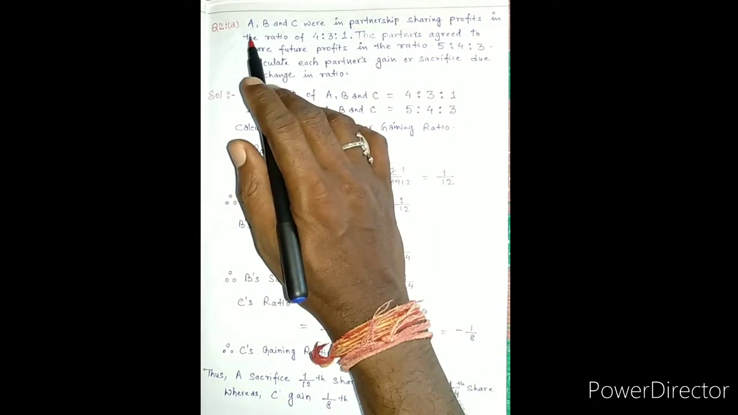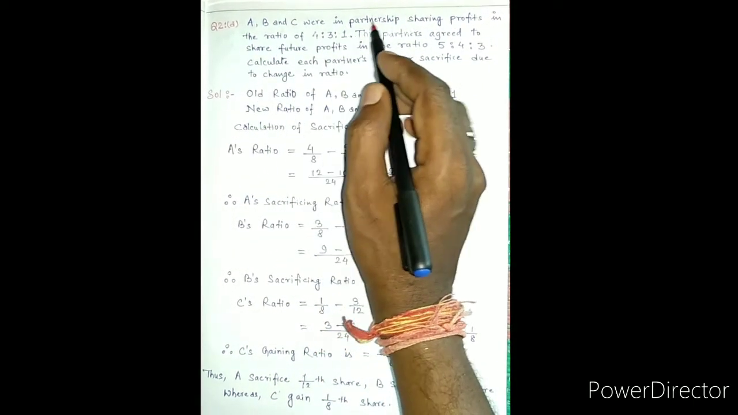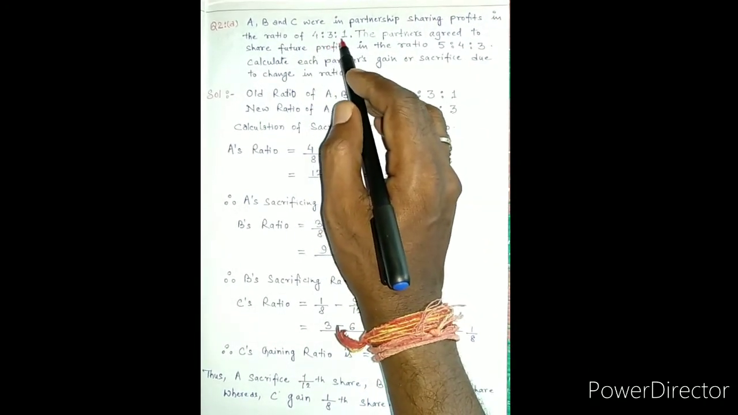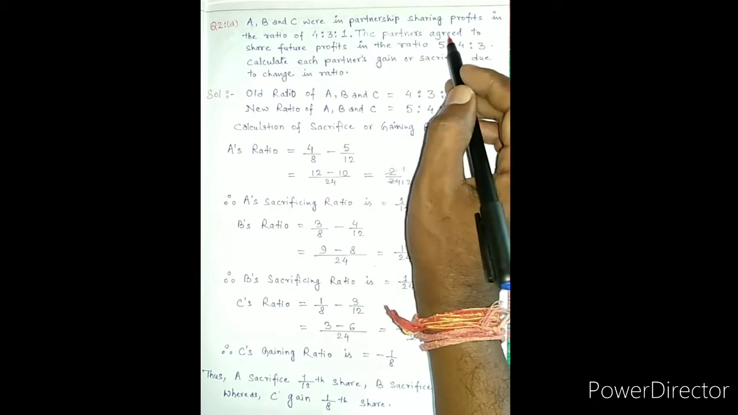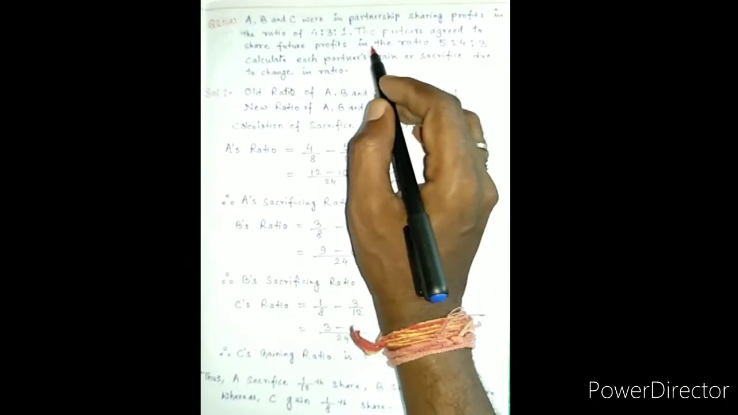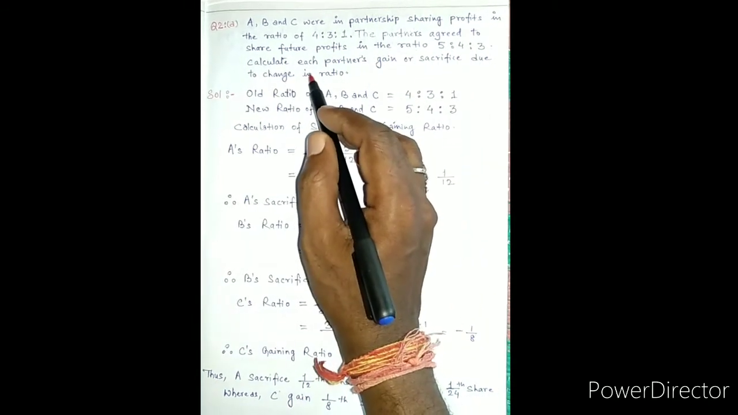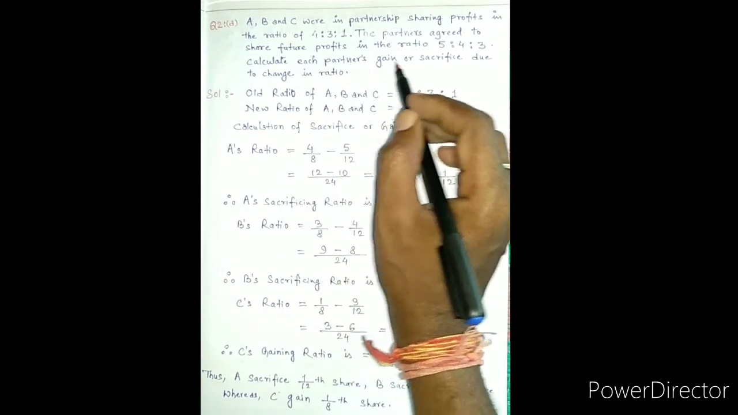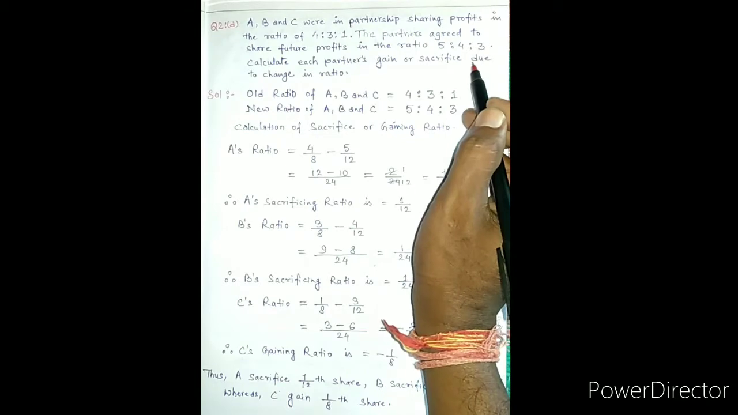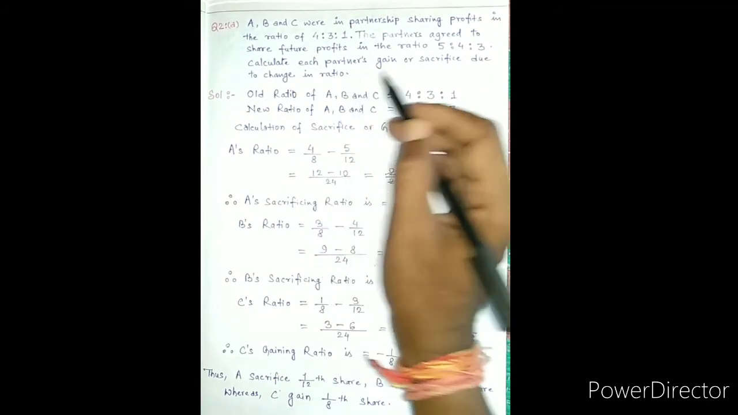The question is: A, B and C were in partnership sharing profits in the ratio of 4 is to 3 is to 1. The partners agreed to share future profit in the ratio 5 is to 4 is to 3. Calculate each partner's gain or sacrifice due to change in ratio.